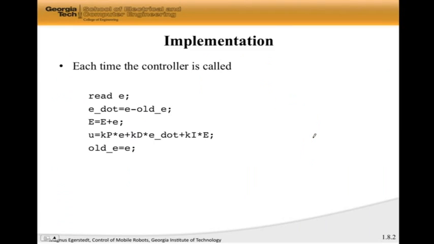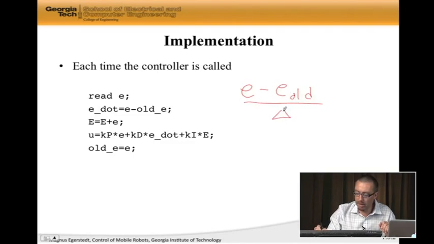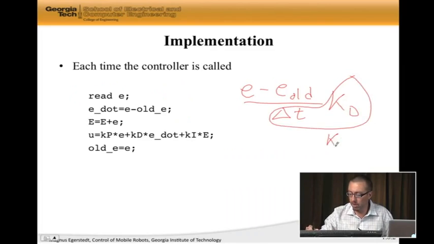So now, having said that, let's put this into pseudocode here. Every time the controller is called, I'm going to read in the latest error, which is the reference minus the measurement. And then I'm going to say e dot is really e minus, let's call it e old here, divided by delta t, right? But the D part of the controller is kd times this thing. Well, what if I just call this my new kd prime? I just divide it by delta t, because I don't actually need to typically know delta t.